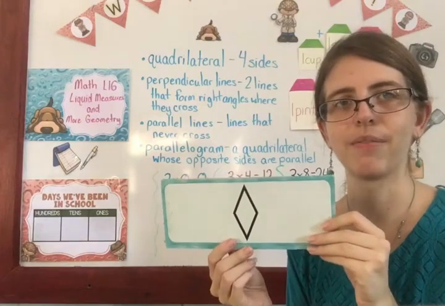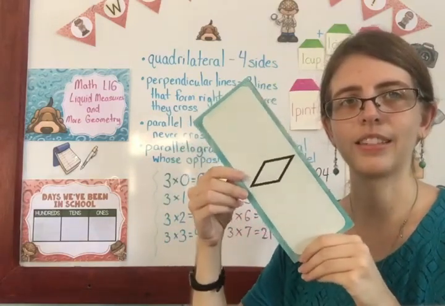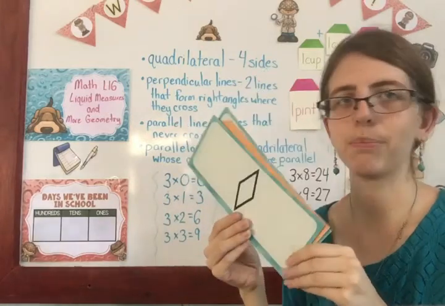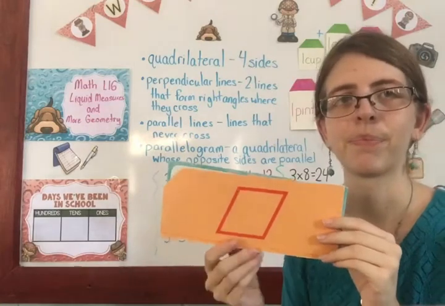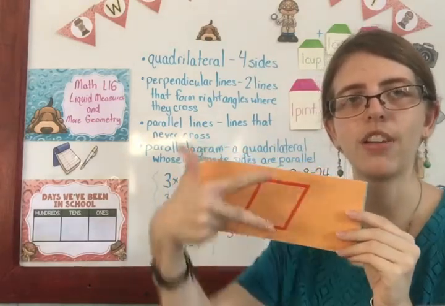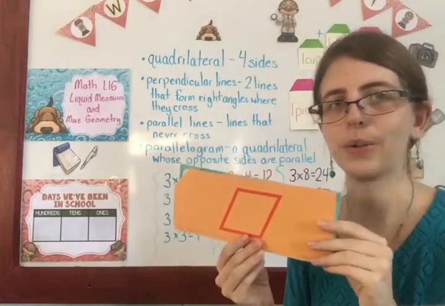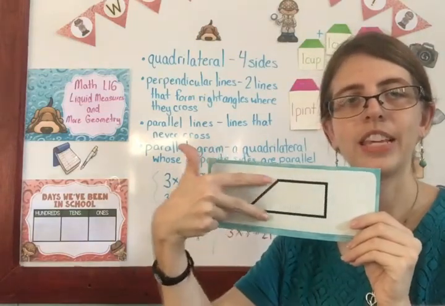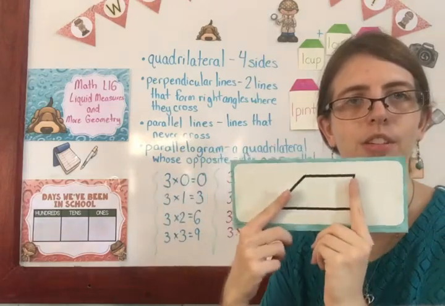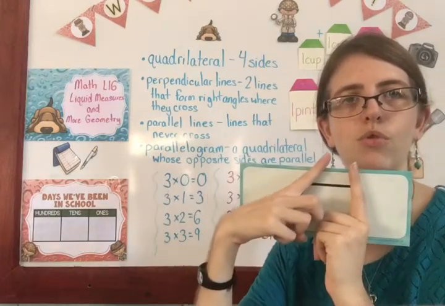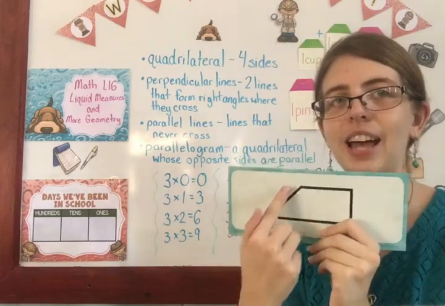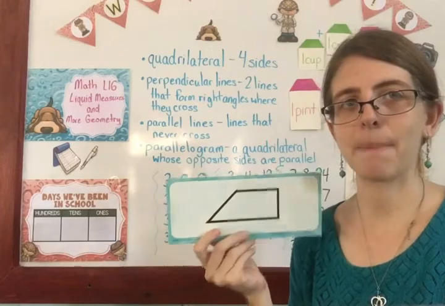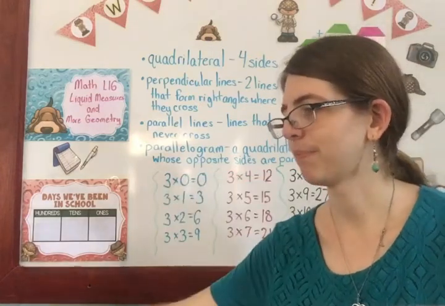How about this one? It'll be easier if I turn it like this. Will they ever cross each other? Nope, so also a parallelogram. How about this one? Will they ever cross each other? No, so once again, it is a parallelogram. How about this one? These two won't cross, but what about these two? At one point, this side would cross this one. So that means it's not a parallelogram because its lines would cross.